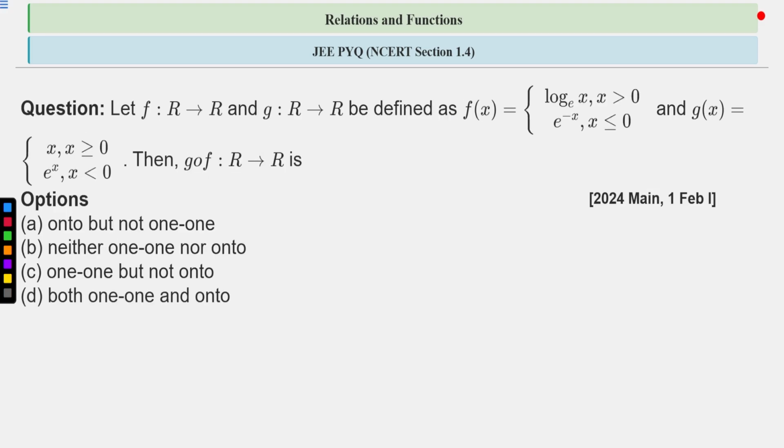This question says let f be defined from R to R and g be defined from R to R as f(x) equal to log x when x is greater than 0 and e to the power minus x when x is less than or equal to 0, and g(x) is equal to x when x is greater than or equal to 0 and e to the power x when x is less than 0. Then we need to find the value of g(f(x)) from R to R. The options are: onto but not one-one, neither one-one nor onto, one-one but not onto, and option D is both one-one and onto, right? Clear?